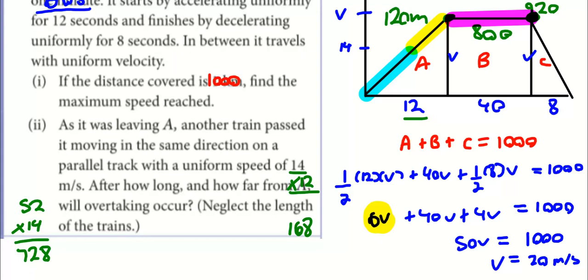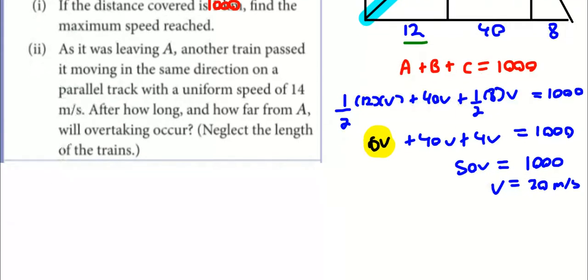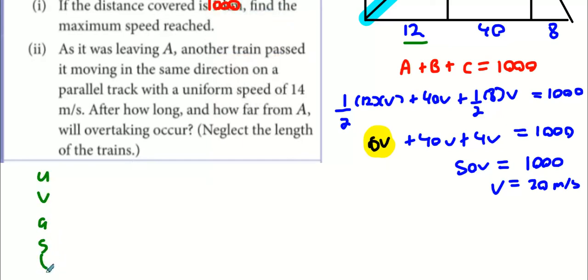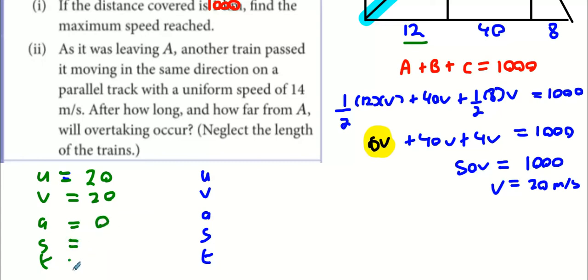Okay? So here's what we're going to do. We're going to split UVAST into two sections, like so. So we're going to start off in the next section. So UVAST, then we're going to have UVAST. We're going to ignore the initial triangle. So what's your starting off speed? V is 20. You have no acceleration during this time, do you? Your S value, well, put it this way. S1 and S2, which one's going to be bigger? You should be able to tell me which one's going to be bigger and why.